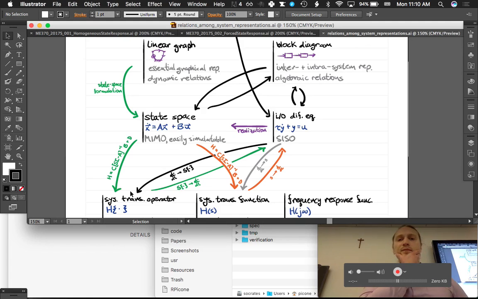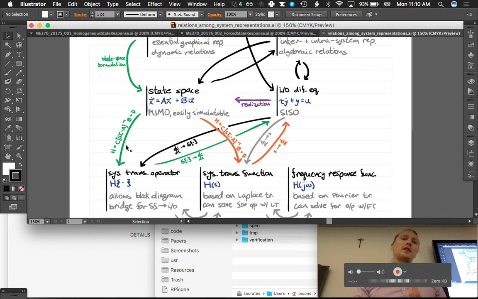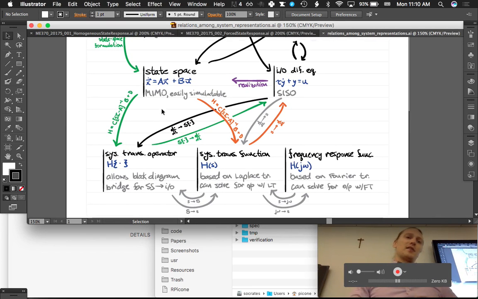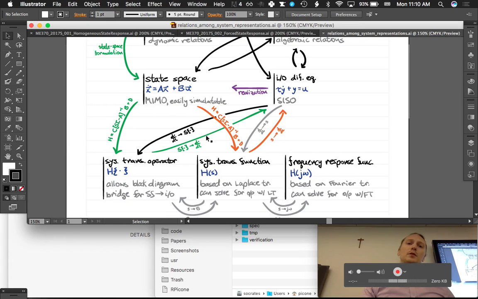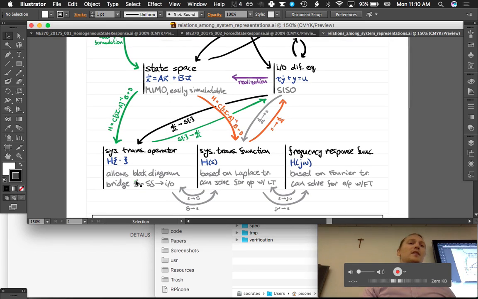So I want to introduce the class through this map, because we're going to fill out the rest of it in this class. We're going to learn how to create a system transfer function from the state space model, which we're going to find is very similar to the system transfer operator. So not a lot of surprises are going to happen there. And then we're also going to learn about the frequency response function.